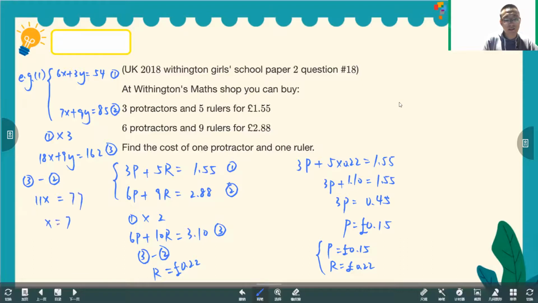And then x equals to 7. And then we plug x equals to 7 back into equation number 1. 6 times 7 plus 3y is 54. So 3y equals to 54 minus 42. So 3y is 12. 1y will be 4. And then we represent our answer in the form x equals to 7, y equals to 4. Good.